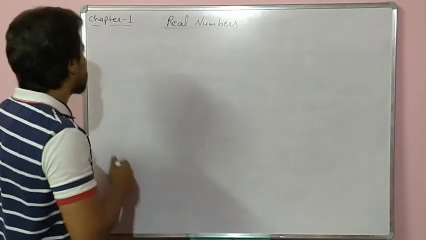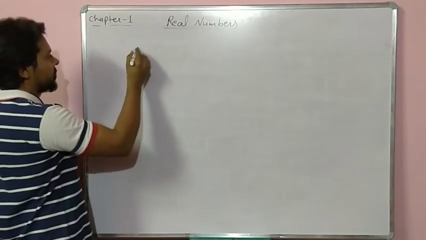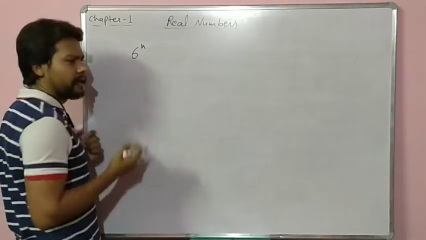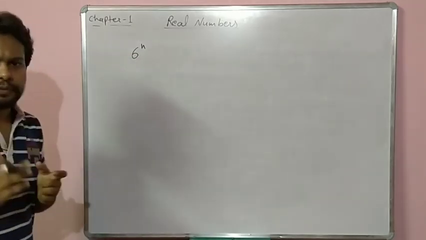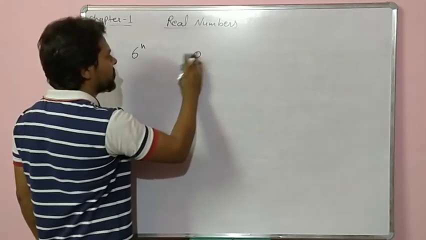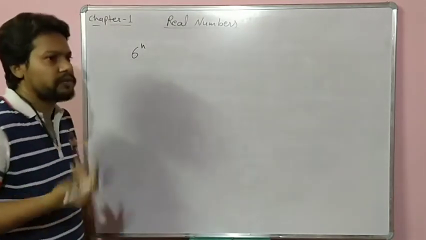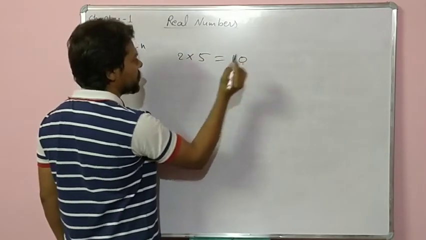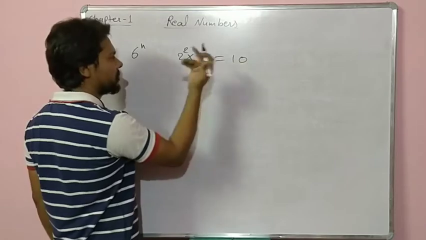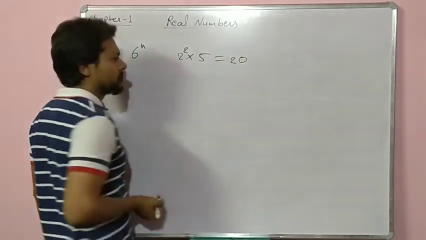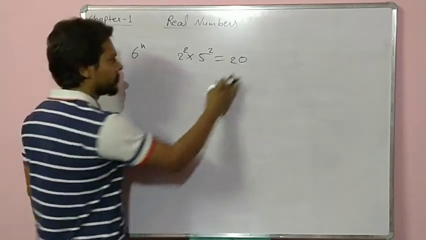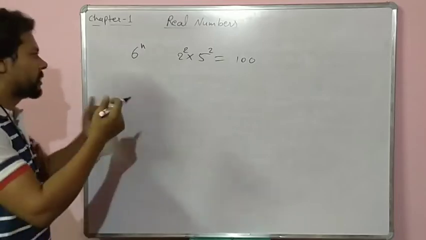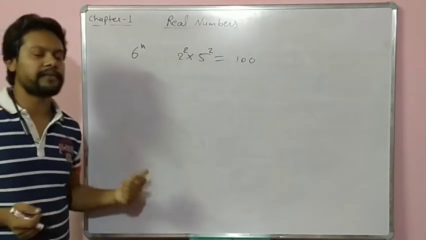In NCERT, there is a problem: state whether 6 to the power n will end with 0 or not. Can any number with any power end with the digit 0? To find out, we must see which prime factors give you 0 as the product. 2 and 5 give you 0 at the end. 2 into 5 gives 10, 2 squared into 5 gives 20, 100, like this. So to end with the digit 0, you must have 2 and 5 as factors of that number.